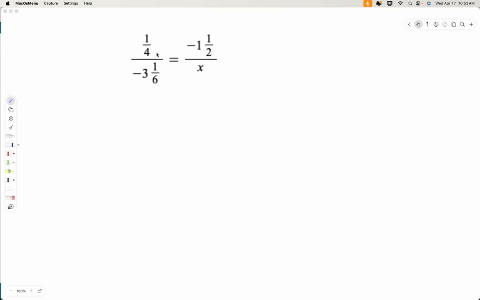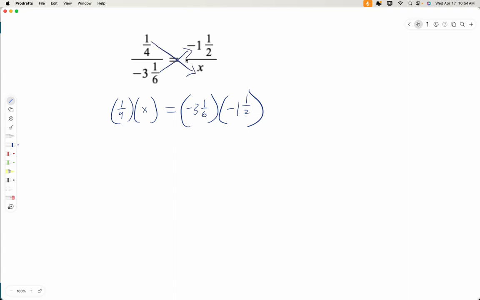So the first numerator times the denominator would be 1 over 4 times x. On the other side, we're going to do this cross multiplication. So we've got negative 3 1/6 times negative 1 1/2. So that's what we actually have. This times this and this times this. All right, now we can actually do the calculation. This one's easy. We just put the x next to it. This one's going to take a little work.